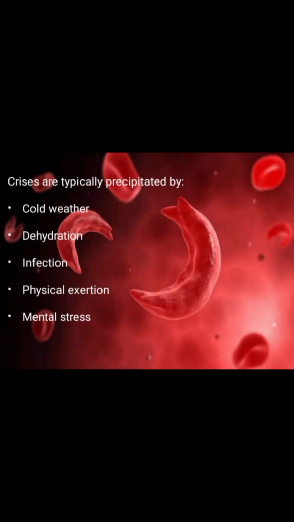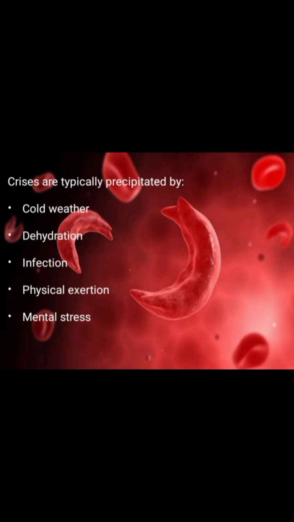So below are some precipitating factors of the various crises. Remember, we mentioned the common ones being vaso-occlusive bone pain crisis, acute chest syndrome, hyperhemolytic crisis, aplastic crisis, and that of splenic sequestration crisis. Now, the precipitants are, we can have cold weather, and once the weather is very cold, it can easily cause the red blood cells to clinch together in the vessels due to the narrowing of the blood vessel, which will then increase the viscosity of the blood flow.